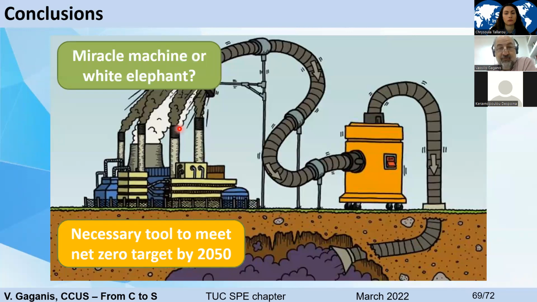What's the conclusion? Well, is it a miracle machine or a white elephant? The answer is, I don't know, but we do know that it's a necessary tool to meet the net zero target by 2050. If this task sounds too ambitious, then at least we need to work hard on that in order to somehow mitigate the global warming effect.